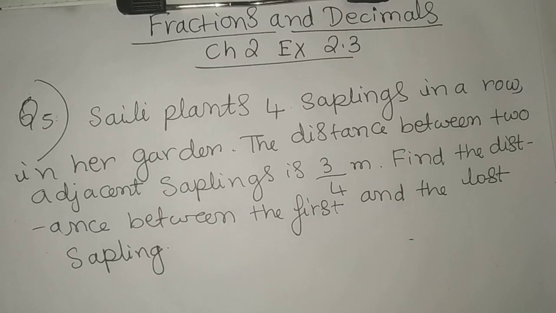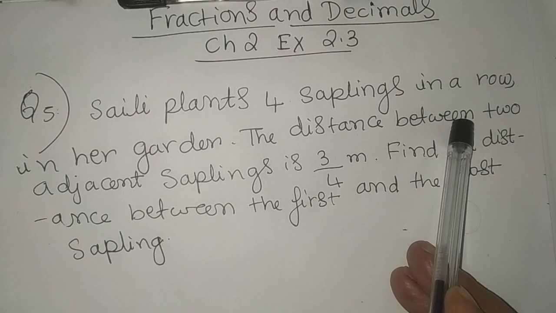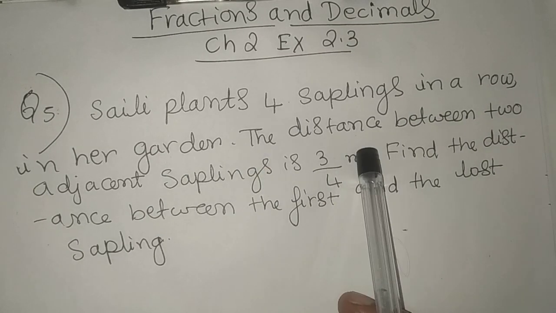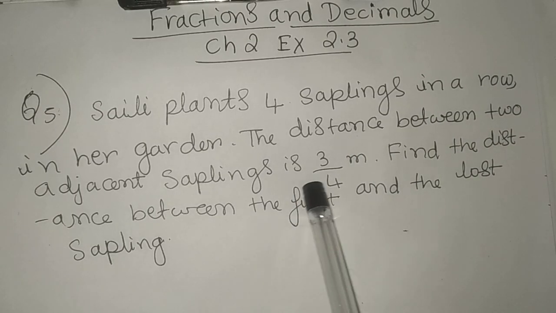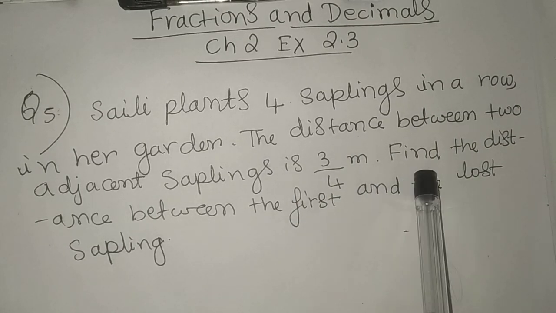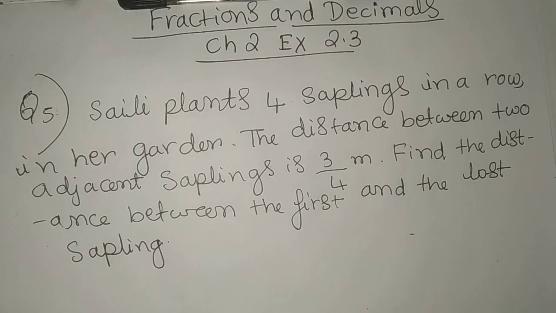Question 5 is, Fathima plants 4 saplings in a row in a garden. The distance between two adjacent saplings is 3 by 4 m. Find the distance between the first and the last saplings.